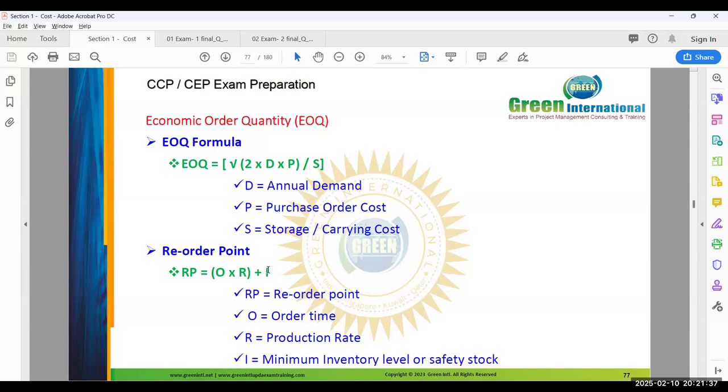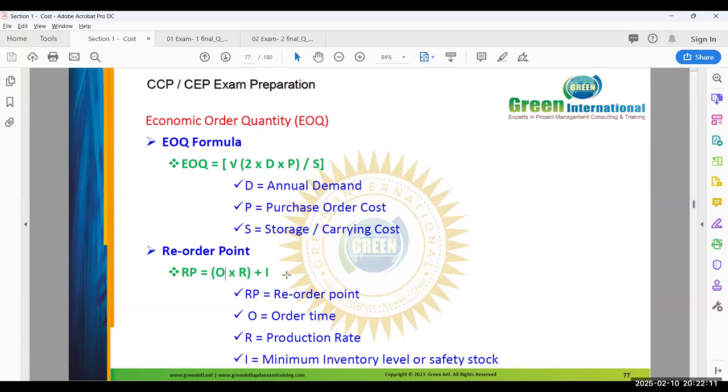Okay. Plus minimum inventory. You understood this formula, reorder point. See, if you make a purchase order, it will take five days to receive the material. And the production daily 50 numbers are being consumed. So in 5 days, how much will it consume? 5 into 50, 250 numbers. So I should keep a minimum inventory.